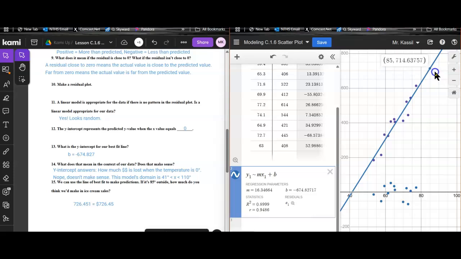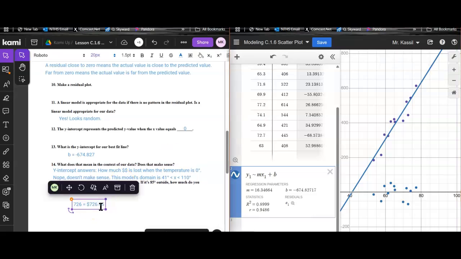At 85, we have 714.63757, right? So let me go ahead and type that in here. 714.63757. Now, that is the value that we pulled off the graph, but how much money does that actually make?